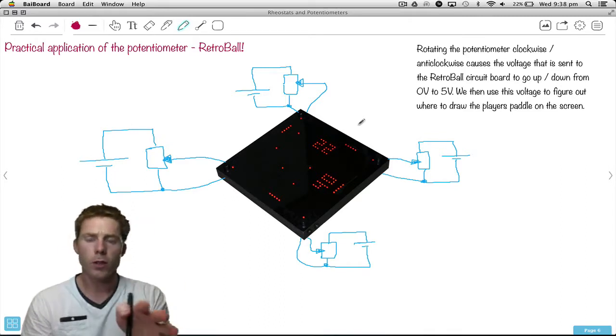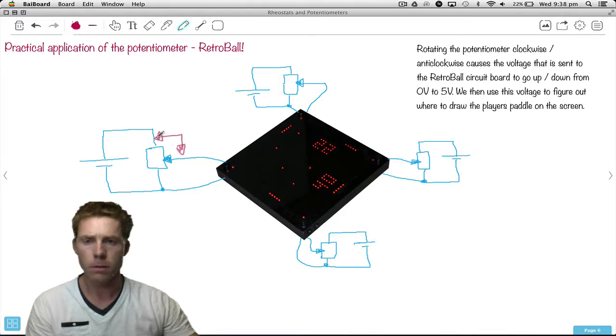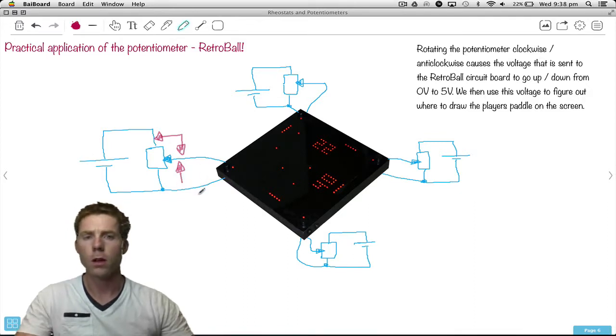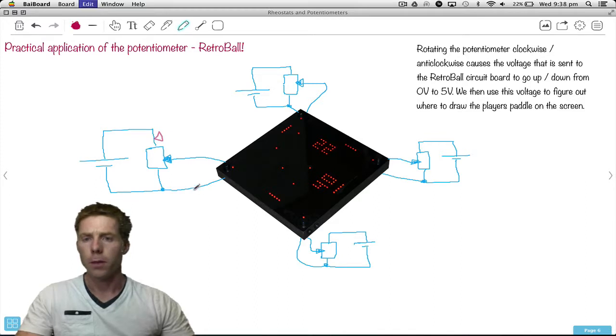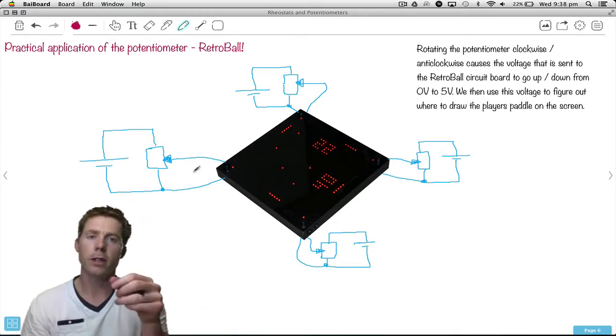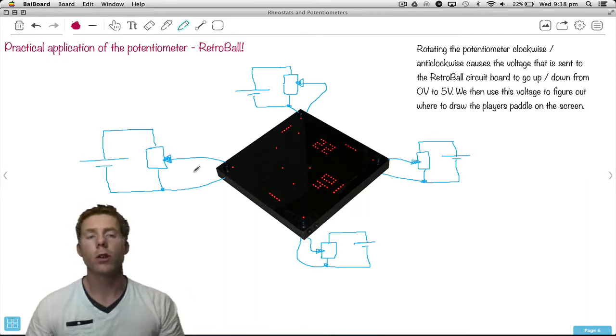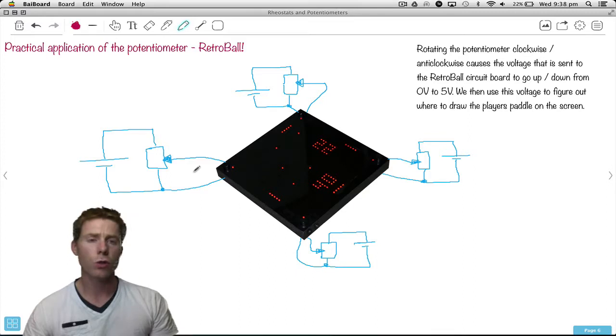So we've got 4 of these circuits here. Now we're not concerned with getting the voltage between here and here. We're just concerned with getting the voltage between here and here. And by the way, I've got this little note there that says, rotating the potentiometer clockwise or anti-clockwise causes the voltage that is sent to the retro ball circuit board to go up or down.